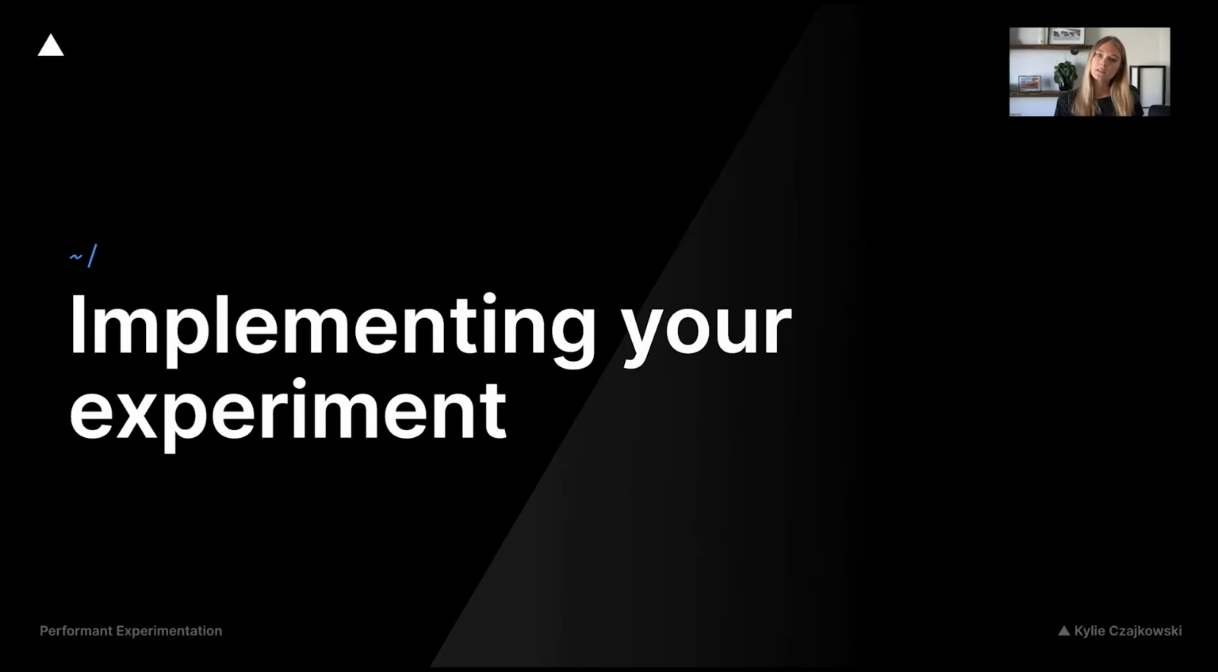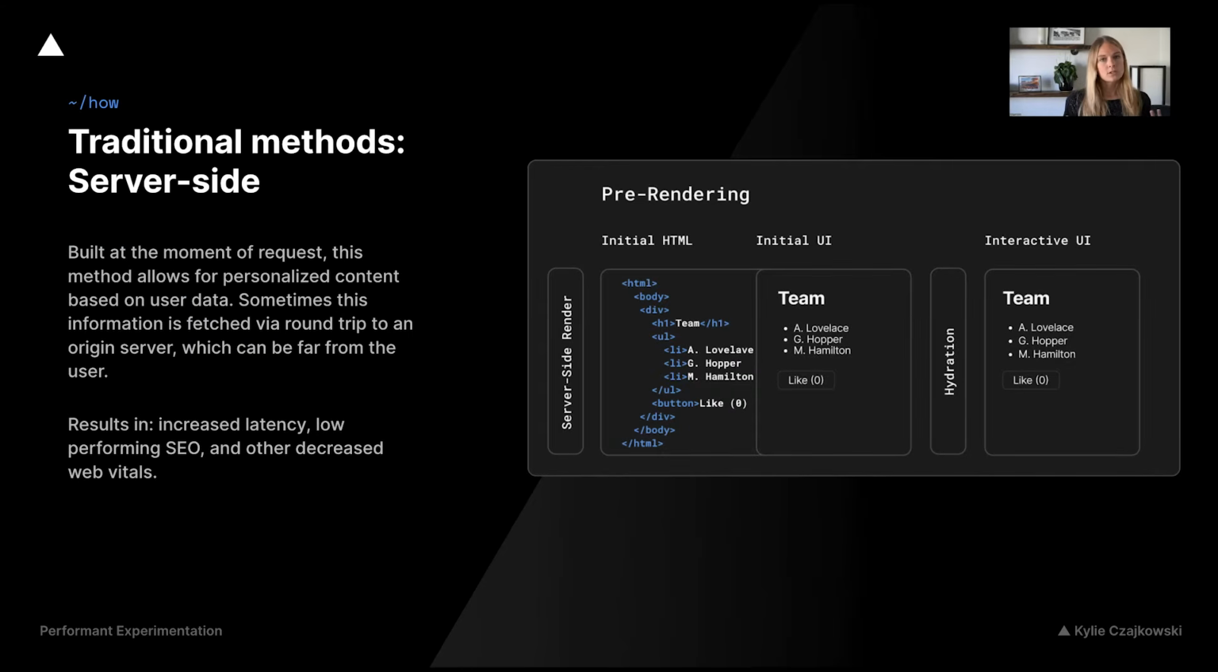So now that we've discussed the best way to design an experiment, let's take a look at some of the traditional methods used to tackle experimentation. So one of the traditional methods is server-side rendering. This is something that can be achieved in a Next application very simply. Built at the moment of request, this method allows for personalized content based on user data, or you can just modify the response based on what you'd like that user to see. So server-side rendering does allow you to modify what's presented at the end in that request time.